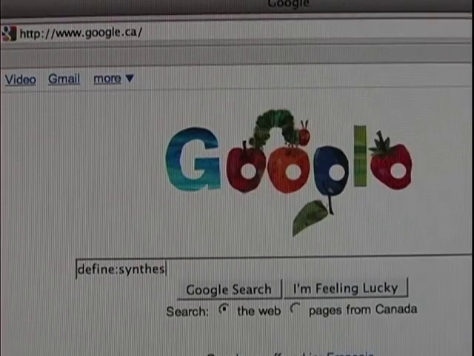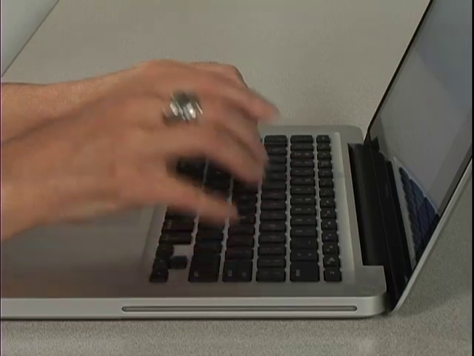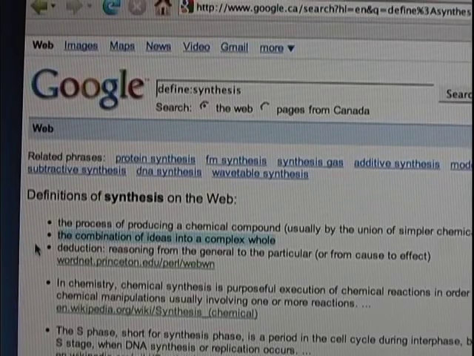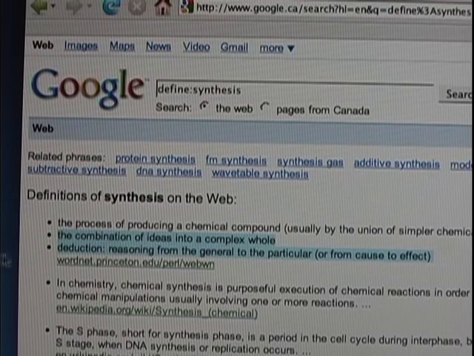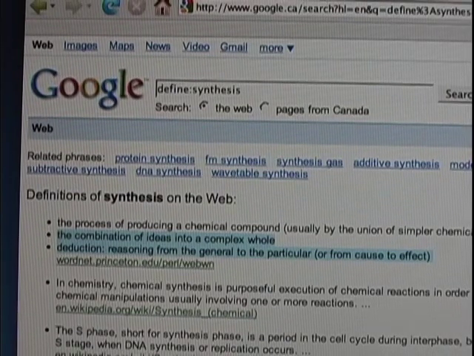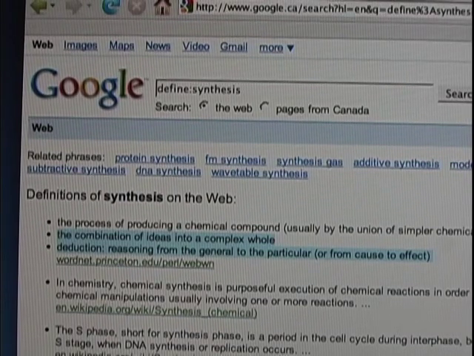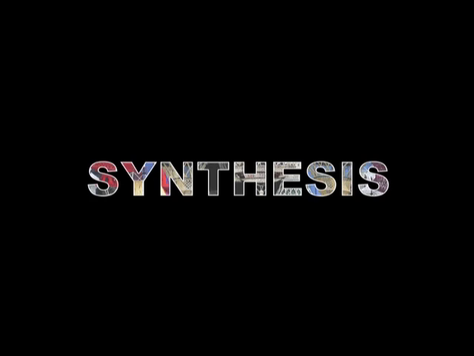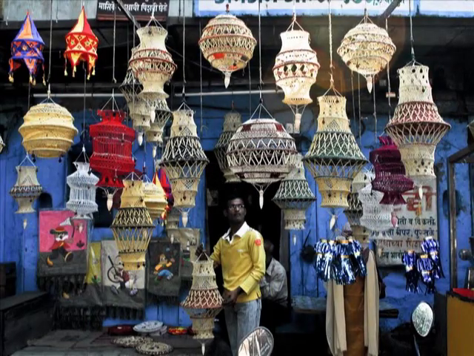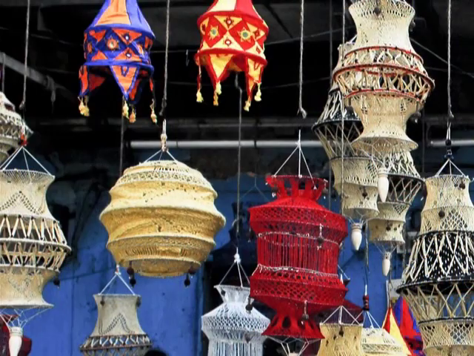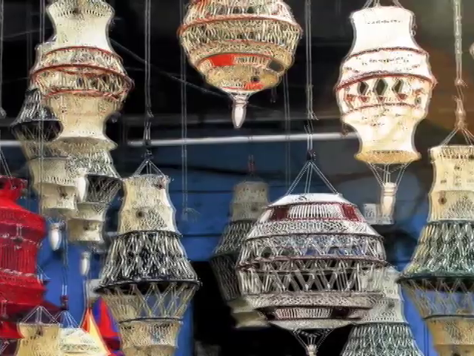Now I'll type in "define synthesis," and we get "the combination of ideas into a complex whole," and "deduction, reasoning from the general to the particular, or from cause to effect," and there is a definition specific to chemistry. So synthesis, from the Greek synthesis, is putting the parts back together, and when you're thinking and writing, you put them back together in new ways to get new ideas.